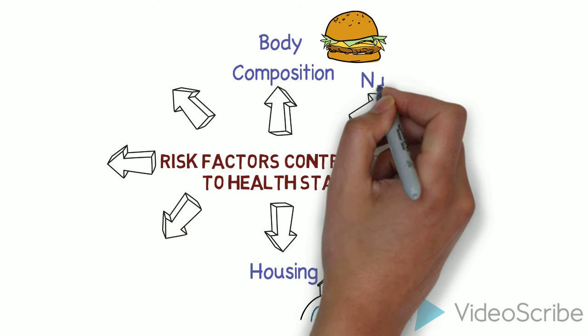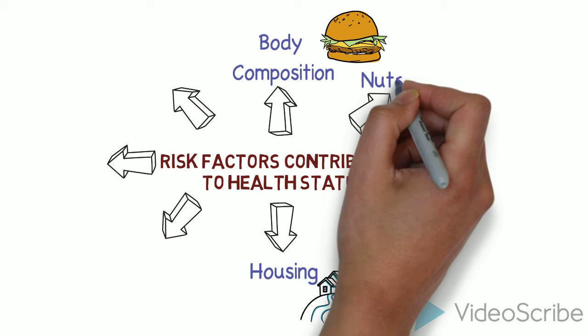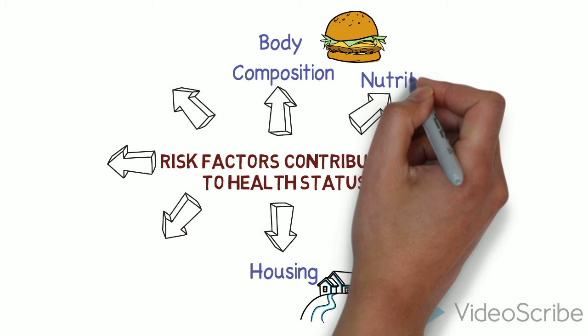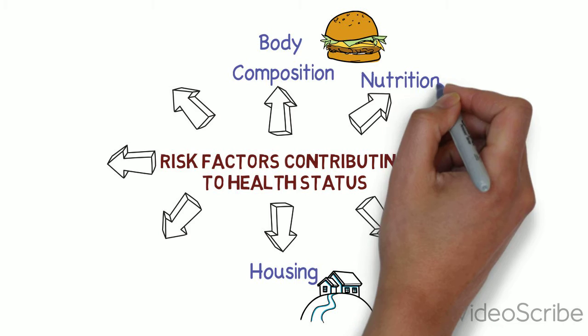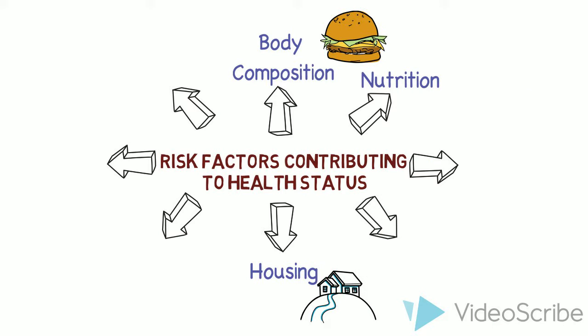Nutrition. Poor nutrition is also a commonly experienced risk factor amongst Indigenous Australians. The 2004-2005 National Torres Strait Islander Survey showed that only 19% of Indigenous Australians were consuming the recommended amount of vegetables per day, and only 15% consuming the recommended amount of fruit.